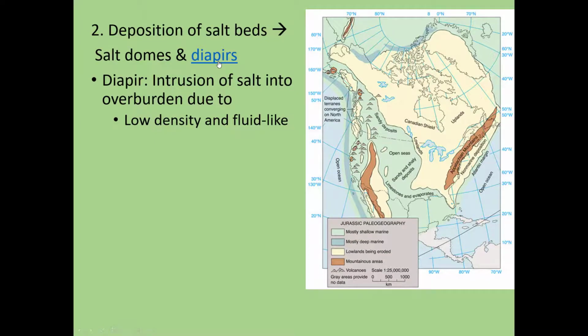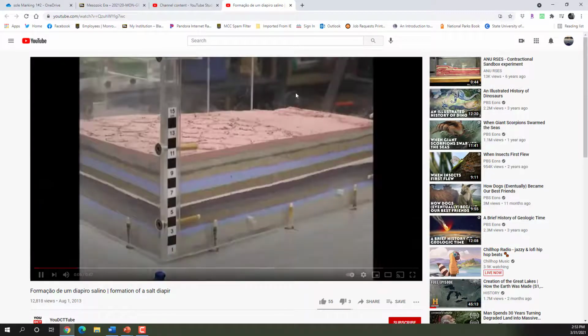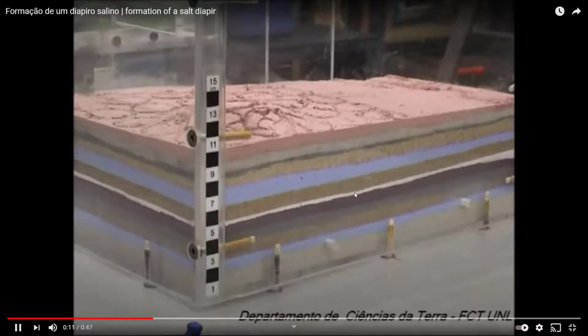Diapirs are low density and fluid-like, and that's what happens when you have lots of salt that gets buried and then there's the pressure. So this is a sandbox simulation where this white layer is meant to illustrate a salt bed. So the salt bed again is deposited during the Jurassic, and then all subsequent sediments are deposited on top during the Cenozoic and the Cretaceous, and then there are all sorts of fun tectonic stresses that will occur. Ooh, it's so exciting, that occurred during the uplift of the Rocky Mountains in the region.